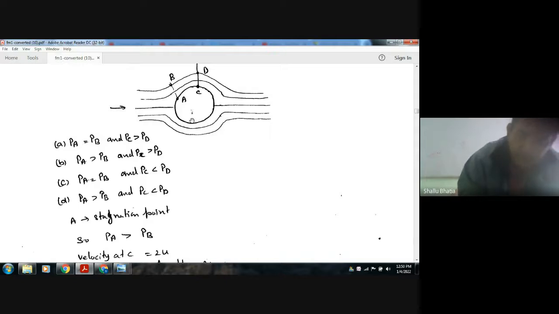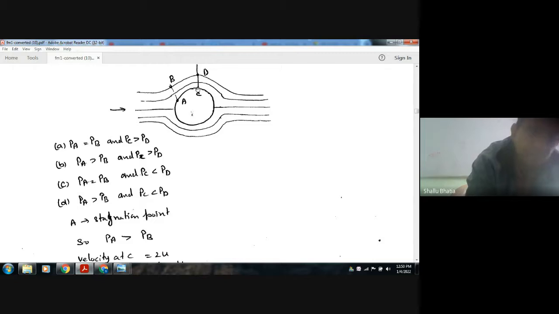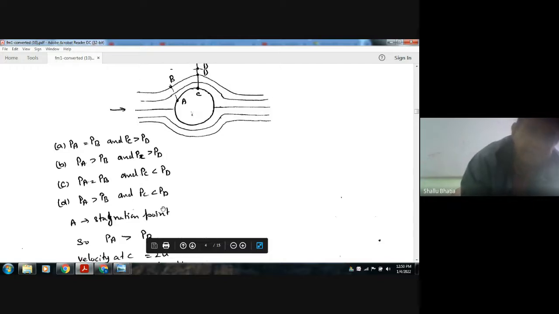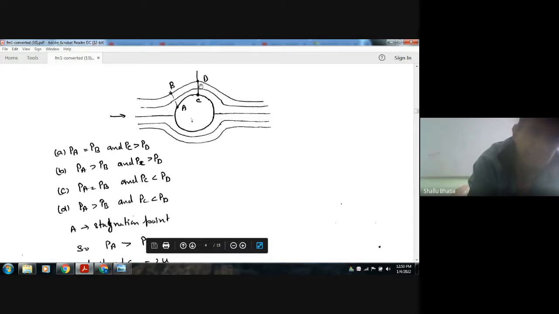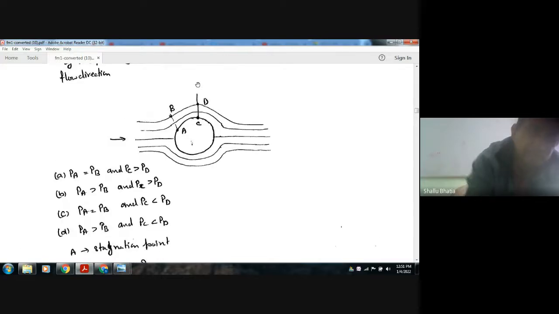And at C and D, the velocity at C is 2u. And at D, the velocity is less than the velocity at C. So the pressure at C will be less than the pressure at D, because of the same energy at C and D. So PD will be more than PC.